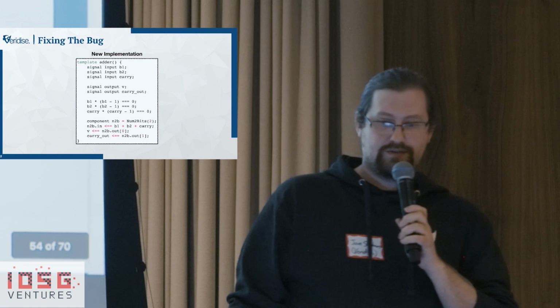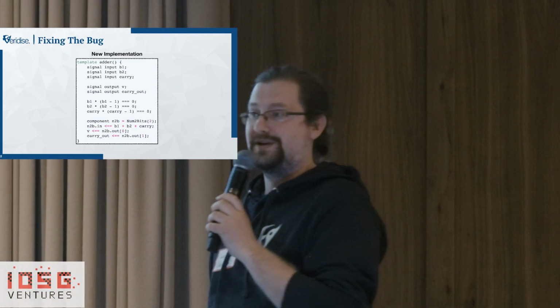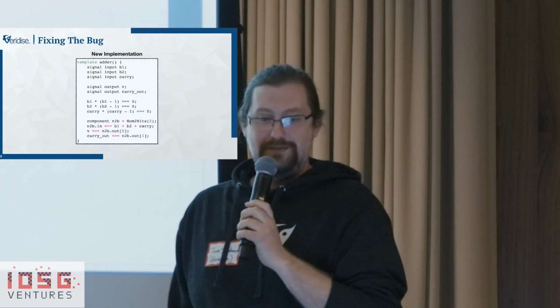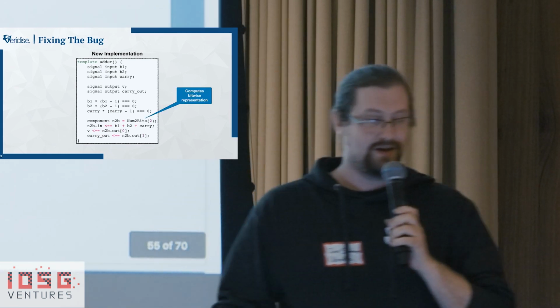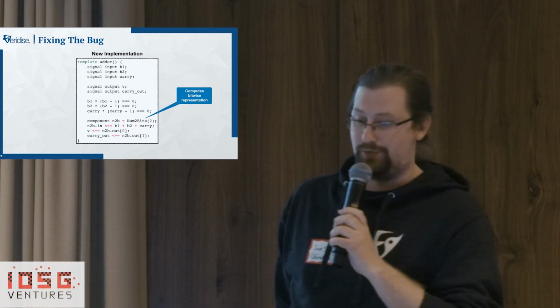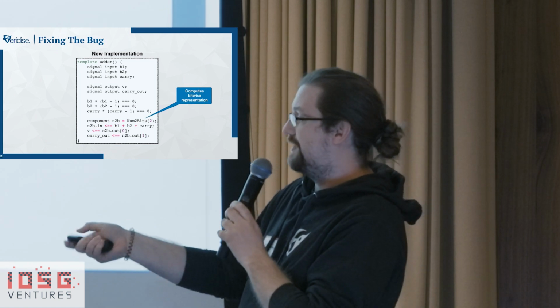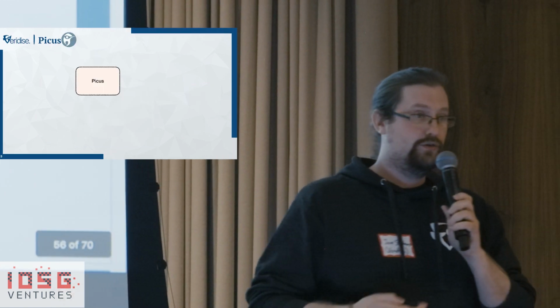And so now we can go and fix the bug. If we fix the bug, we get a new implementation. I'm not going to walk through this just because I'm a little bit limited on time. Essentially, it's going to convert to bits rather than what we did previously, and it's going to use a safer operator, which is this one right here. And we're going to use another tool that Veridise has developed called Picus.